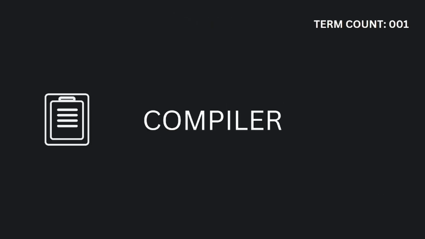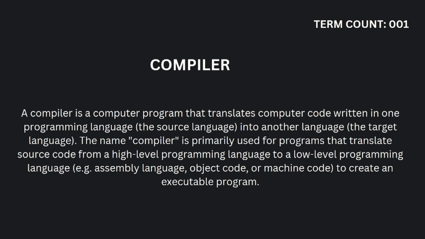We will be using some programming language terms in this course that you must familiarize yourself with, and your first term is compiler. A compiler is a computer program that translates computer code written in one programming language into another language. The name compiler is primarily used for programs that translate source code from a high-level programming language to a low-level programming language to create an executable program. You may understand compiler as a translator.